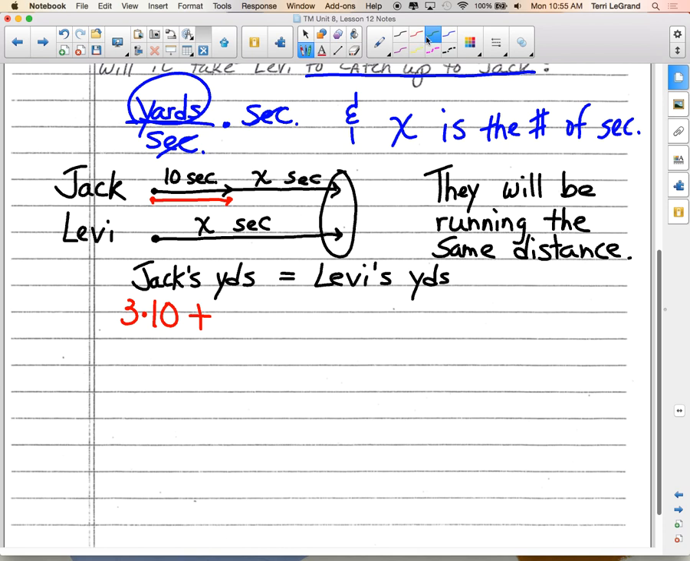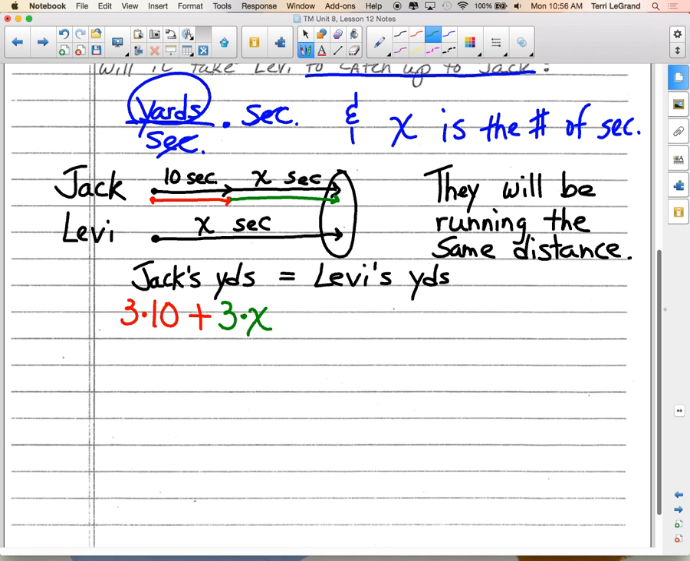I'm sorry, what? Say it louder. 4 times 10. No, Jack is still running. He didn't speed up. 3 times x. Yeah. There's the other part.